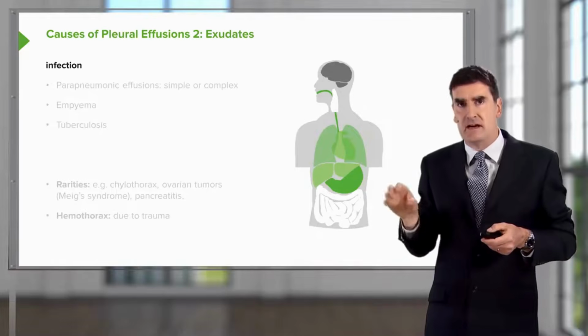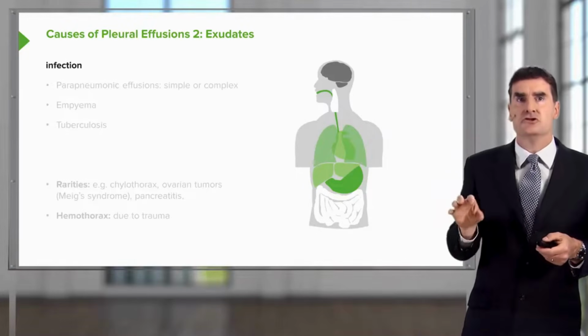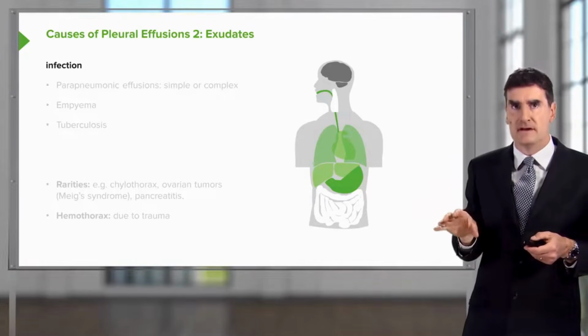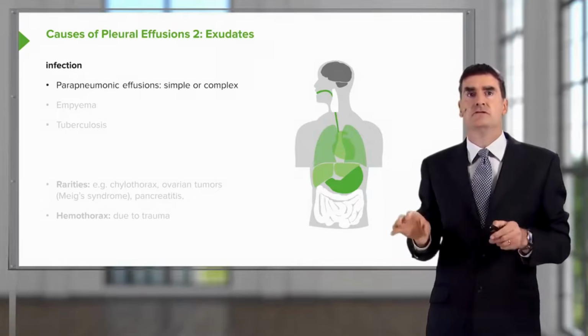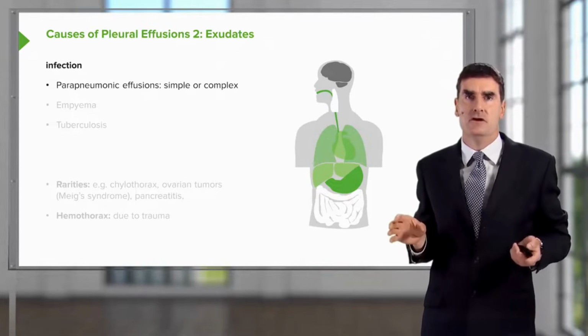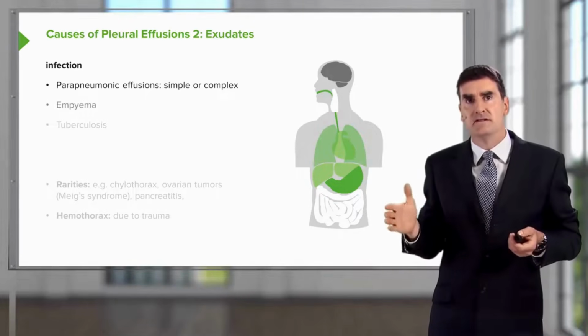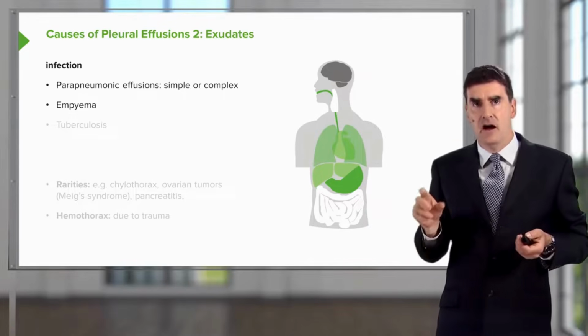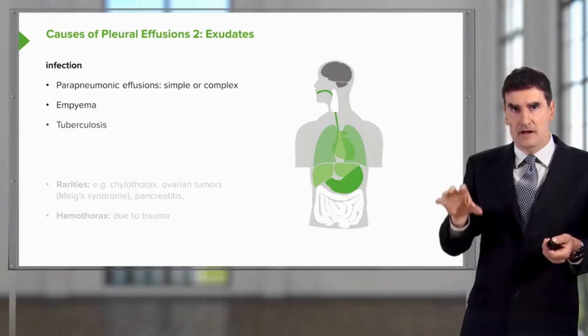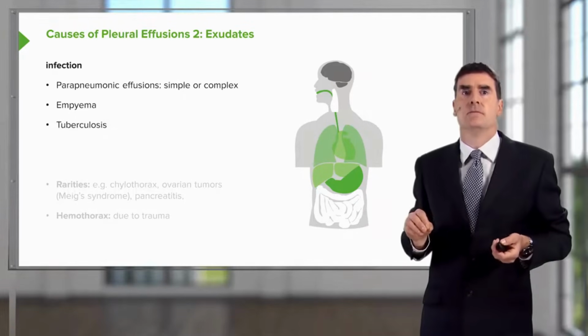The last major category of exudative pleural effusions are those due to infection. This is an incredibly important category. And these occur in three main circumstances. One is a parapneumonic effusion, which is an effusion associated with pneumonia. The second is the empyema, which is a pleural infection without associated pneumonia. And the third, very important, is tuberculosis.